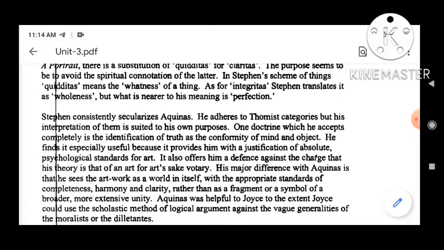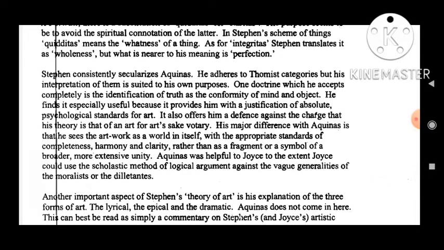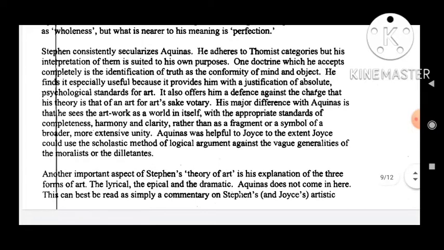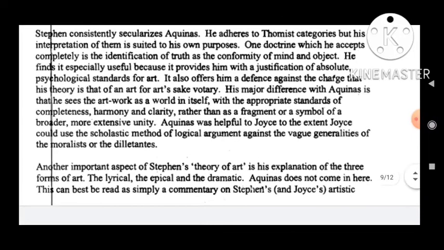Stephen consistently secularizes Aquinas. He adheres to Thomist categories, but his interpretation of them is suited to his own purposes. One doctrine which he accepts completely is the identification of truth as the conformity of mind and object. Okay, one doctrine which he accepts completely is the identification of truth as the conformity of mind and object.